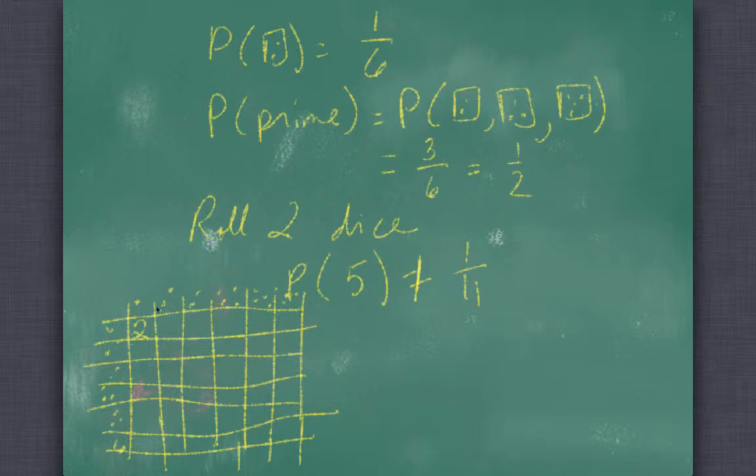And 2 and a 1, since I'm adding them, that makes a 3. 1 and 2 makes 3, 2 and 2 makes 4. And if you keep doing this, you'll soon find out that these make diagonals.